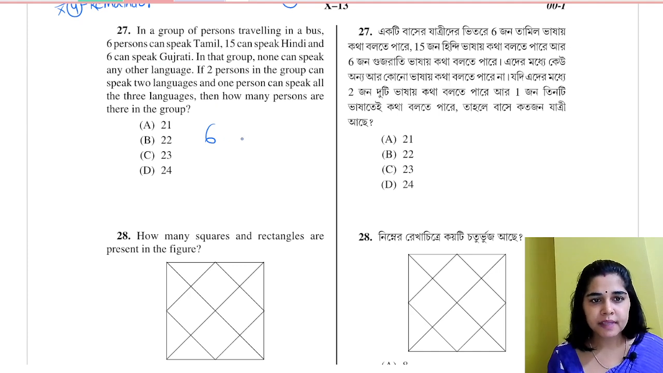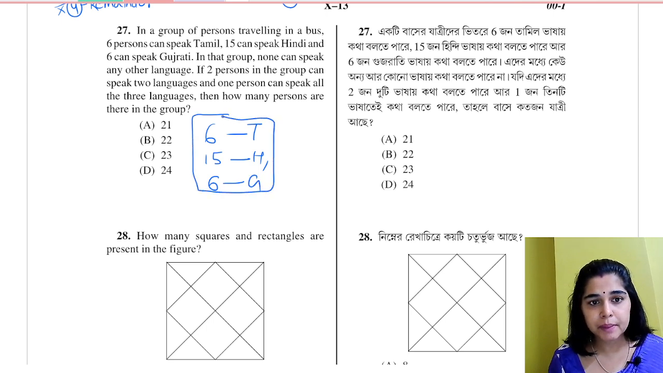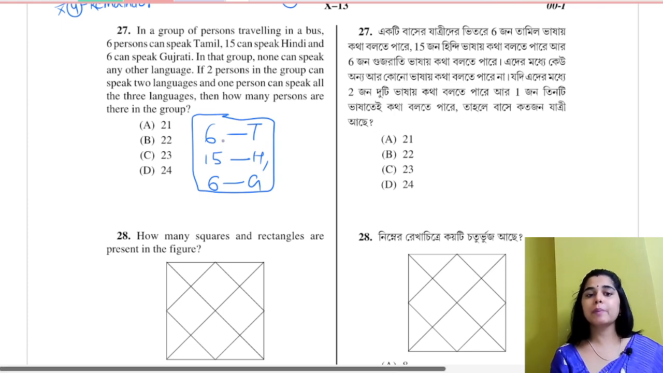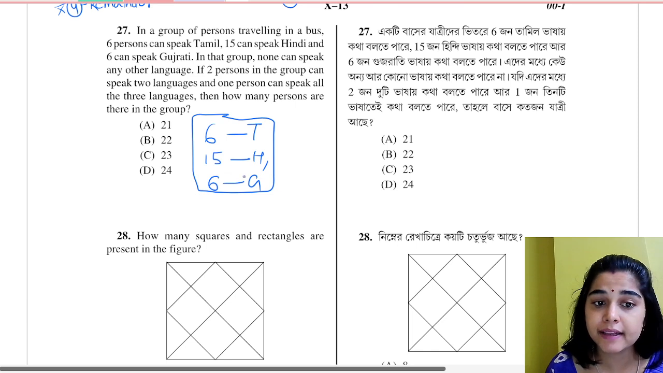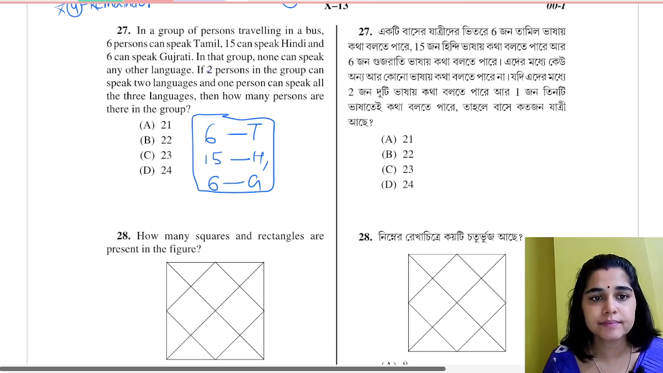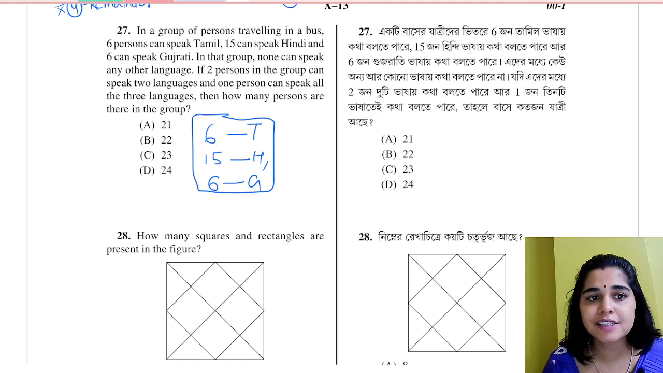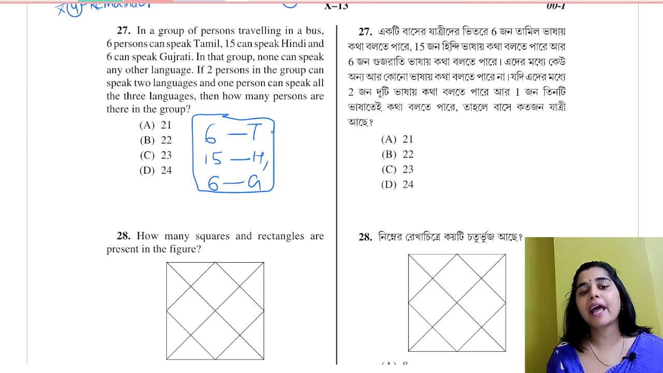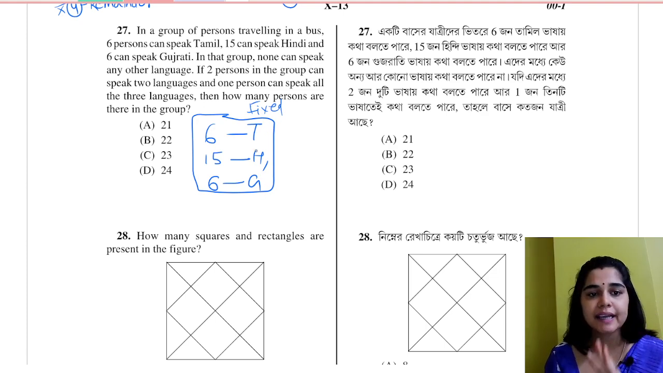6 people can speak Tamil, 15 can speak Hindi, and 6 can speak Gujarati. So these are the people saying: 6 Tamil, 15 Hindi, 6 Gujarati. And now they said in that group, none can speak any other language. The language was fixed. Only Hindi, Tamil and Gujarati. Three languages they can speak.